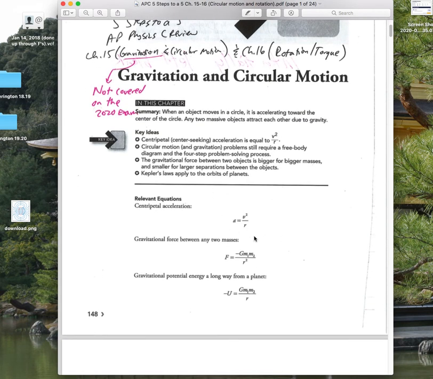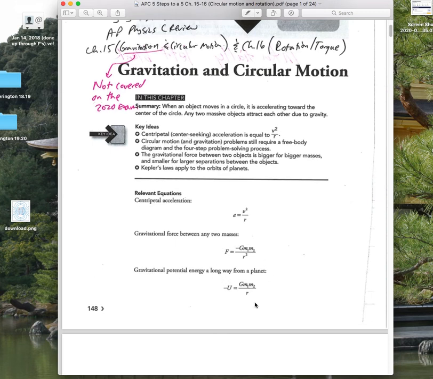So overall, that's a formula for centripetal acceleration. Centripetal force is just mv squared over r. It can be caused by lots of things. It could be caused by magnetic force, friction, gravitational force. So that's Newton's law of universal gravitation. This is gravitational potential energy.